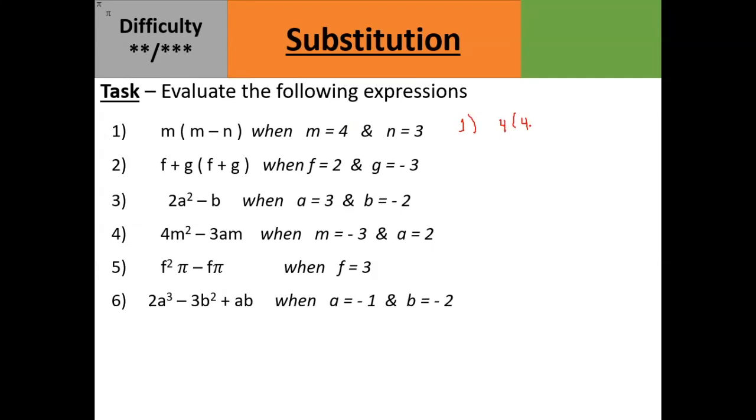My M is 4, my other m is 4, take away 3. So this one actually isn't that tricky, but doing it in steps. We're going to do what's in the brackets first. 4 take away 3 is 1. So we get an answer of 4.